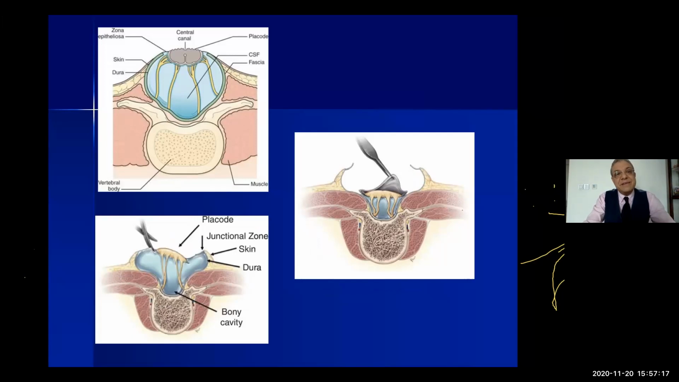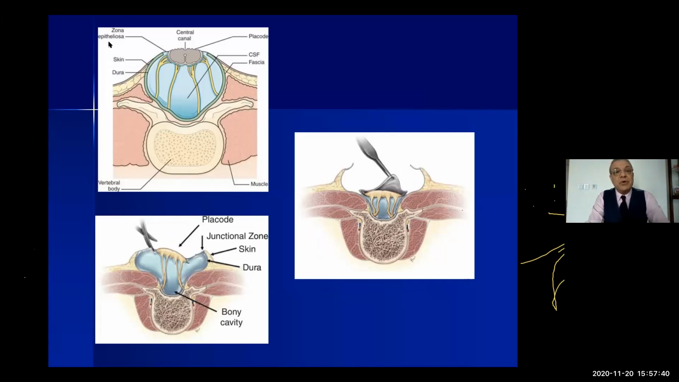What we can see here, we look at the central canal, and we can see the placode, which represents the primitive neurogenic tissue. And it looks like the spinal cord was rolled out openly. And what we have to do, we have to roll it in again and put it inside, making sure everything is inside as it should be.